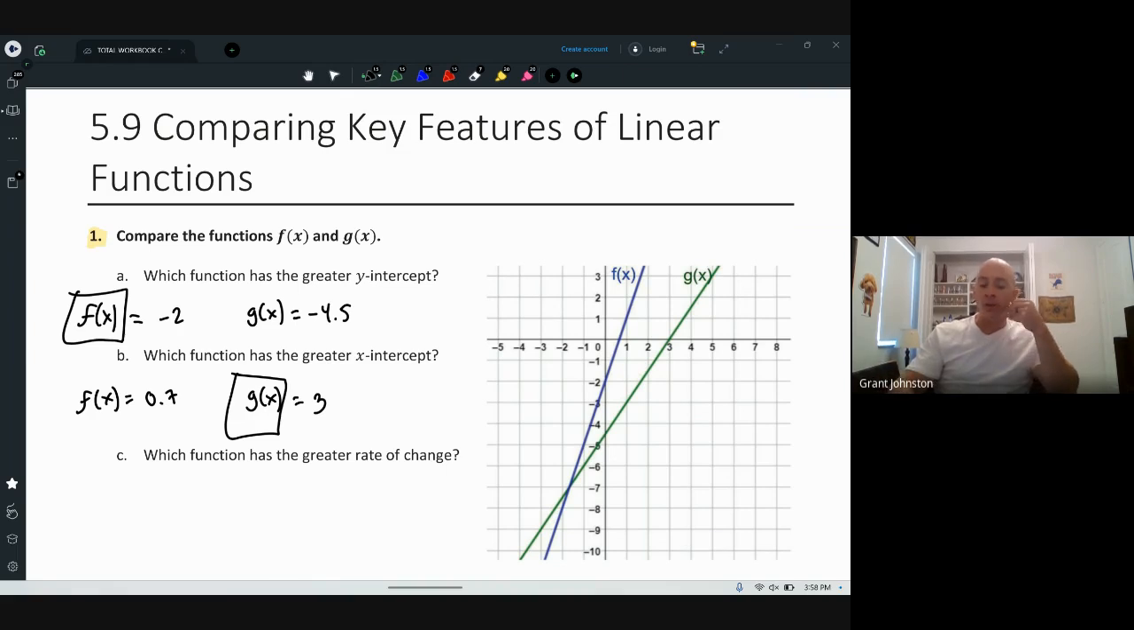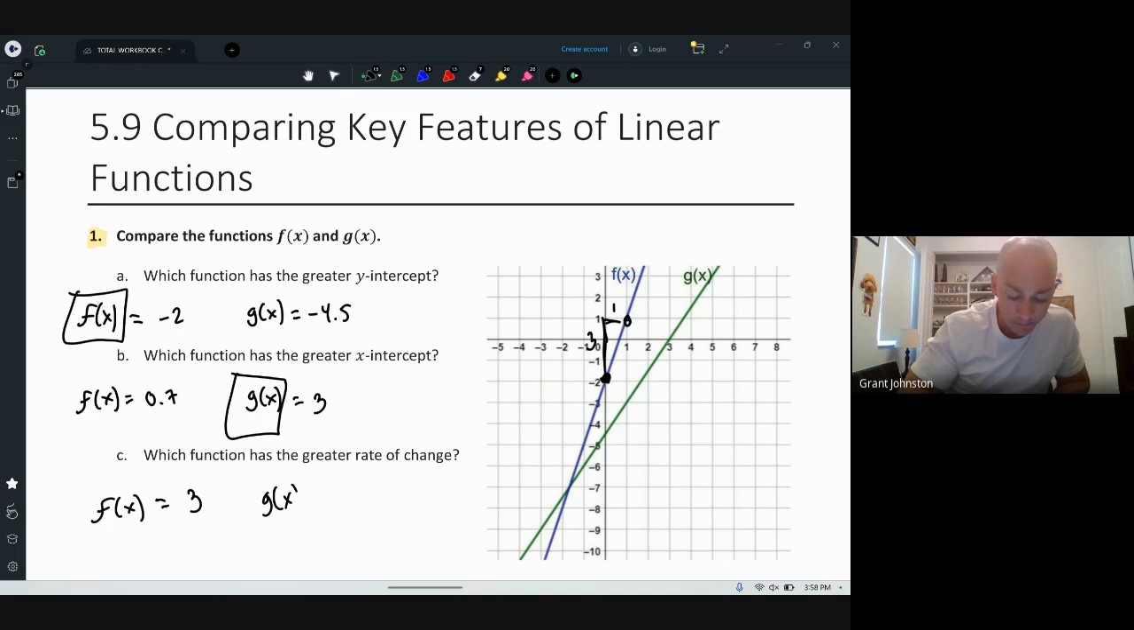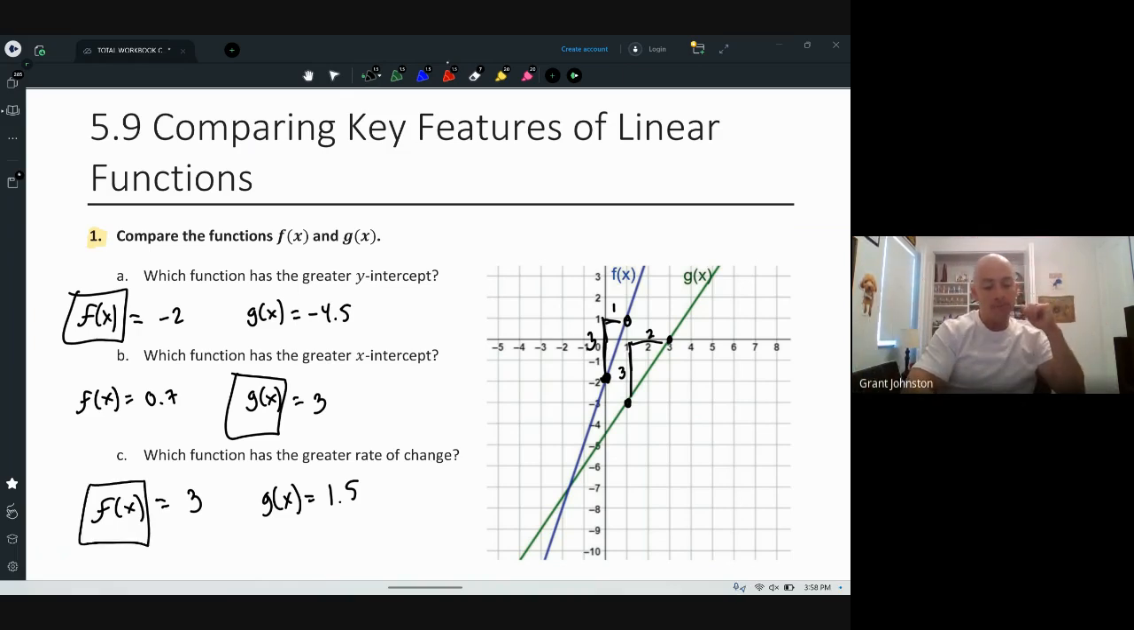So f of x slope, let's do that first. Let's do f of x. So maybe here and here, the slope is up 3 over 1. So 3 divided by 1 is just 3. So the slope of f of x is 3. And the slope of g of x is, let me pick a couple points here. Here, here. That would be 3 over 2, which is like 1.5. 3 divided by 2 is 1.5. So the slope is 1.5. So f of x has the greater rate of change.